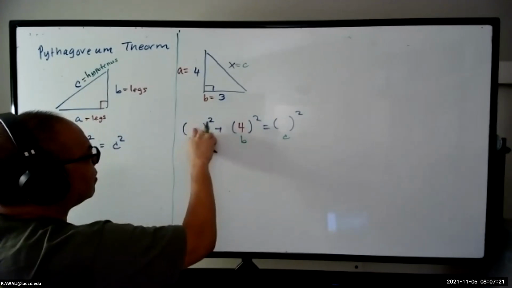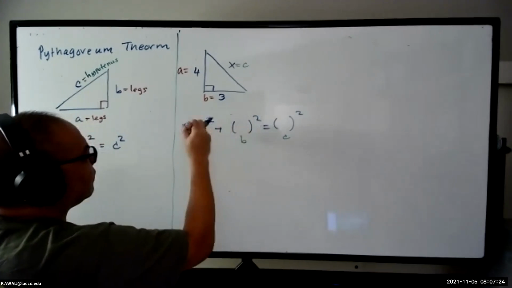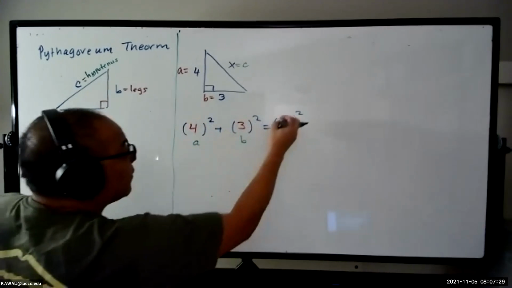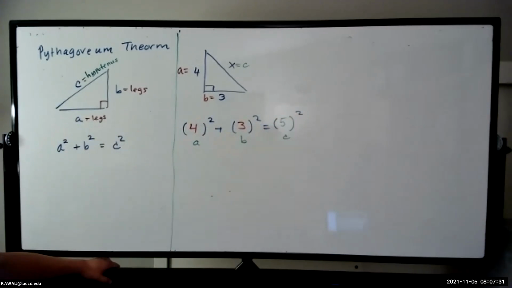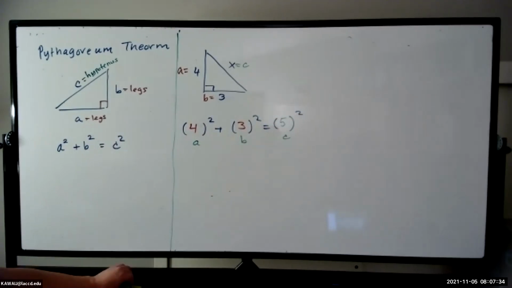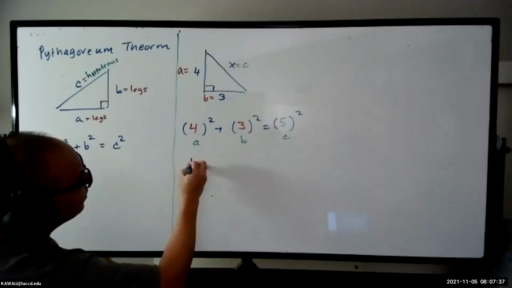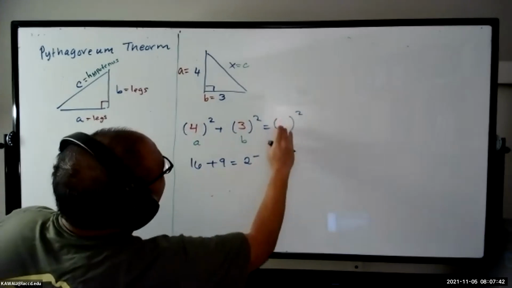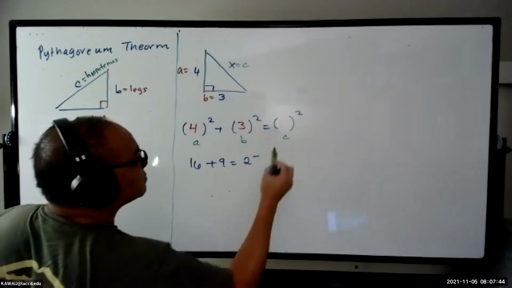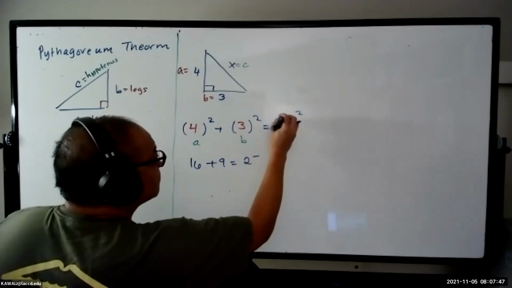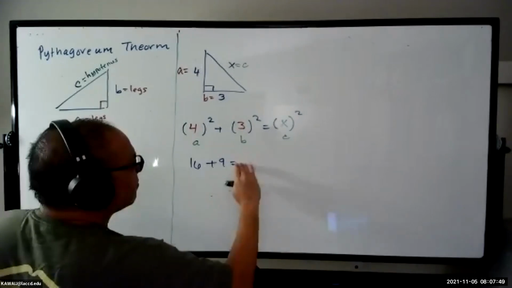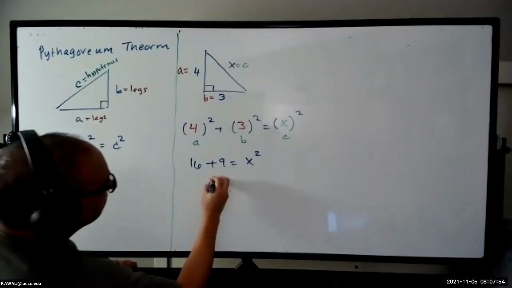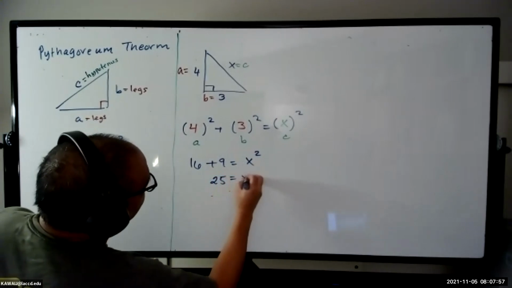Oh, I'm sorry. The 4 over here, the 3 over here, and the 5 over here. So we get 16 plus 9 is equal to 25. Oh, sorry, I put the X over here. Sorry about that. So now we get 25 is equal to x squared.